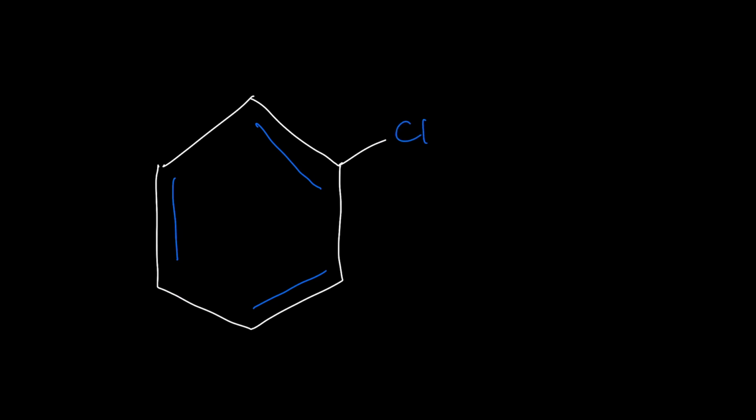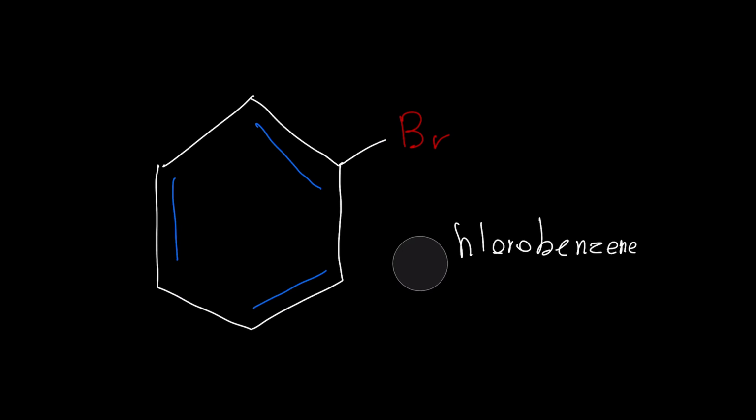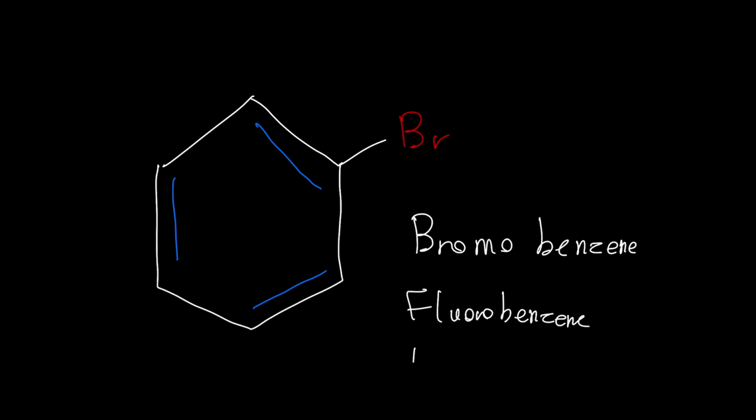If you have a chlorine, that's just chlorobenzene. And if you were to have a bromine, that would be bromobenzene. And if you were to have a fluorine, it'd be fluorobenzene. If you were to have an iodine, it'd be iodobenzene. So those are the halogen variations of benzene.